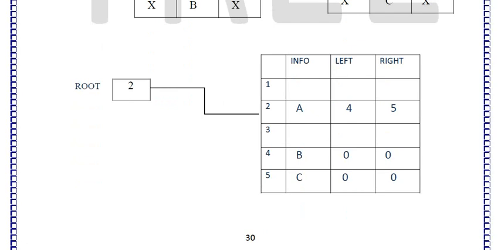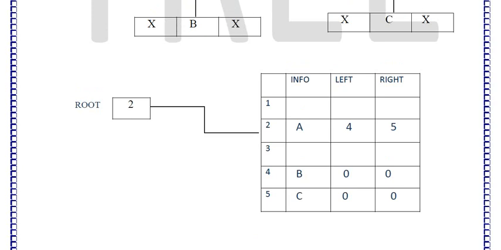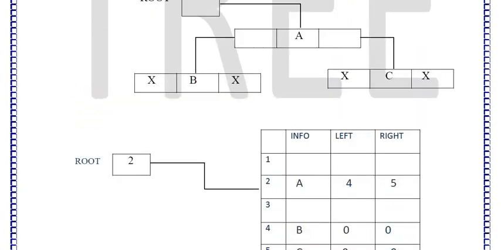This is also a table of information and their left and right sides. C and B have nothing on their left and right side, but in the A section, A has 4, which is the value of B, and on the right section it has 5, which is the value of C.